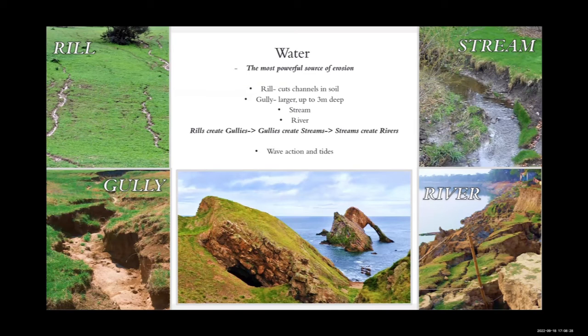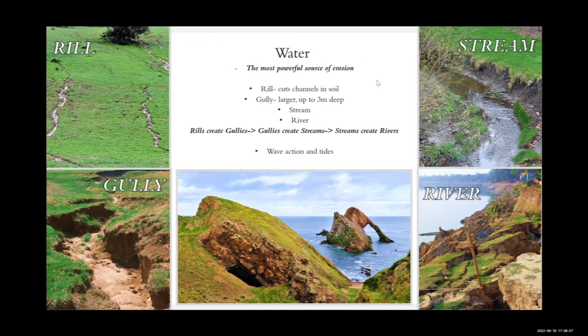So you have water, and this is the most powerful source of erosion. When water runs over land and cuts a channel in the soils, it's called a rill. This is a rill, and I'm sure you've seen these before. They're not that uncommon. If a rill keeps going and the erosion keeps up, what you get is a larger cut into the earth, up to 3 meters deep. This is called a gully. So if you see this, it's a gully and it formed from a rill.